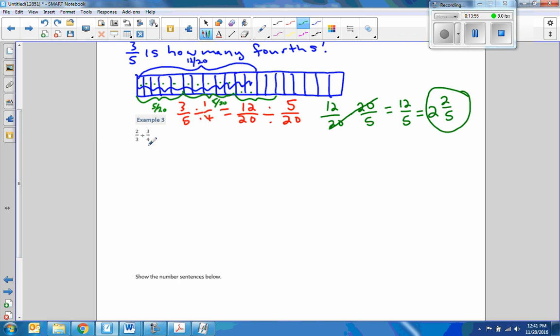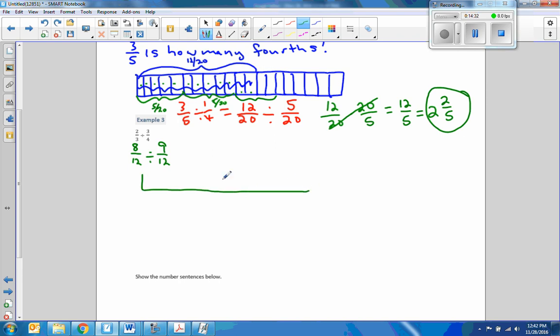Okay, example 3. 2/3 divided by 3/4. So we have a 3, we have a 4, so 4 times 3 is 12, common denominator. So it's 12, 12, and 3 times 4 is 12, so 4 times 2 is 8. So 2/3 is equivalent to 8/12. 4 goes into 12 3 times. 3 times 3 is 9. So 3/4 is equivalent to 9/12. So now we have 8/12 divided by 9/12.